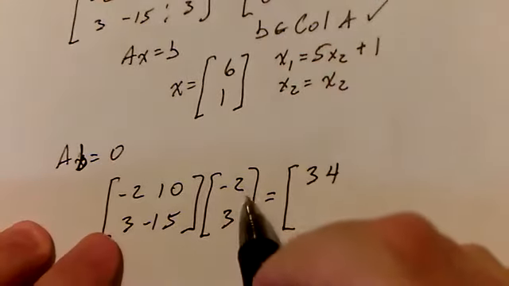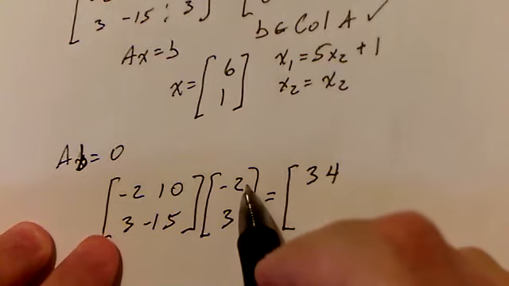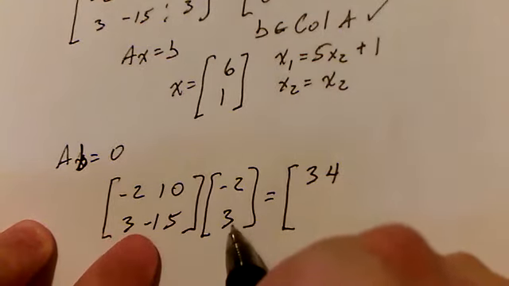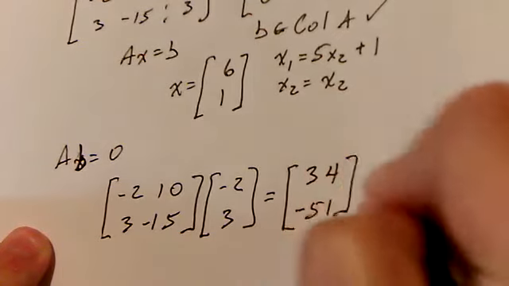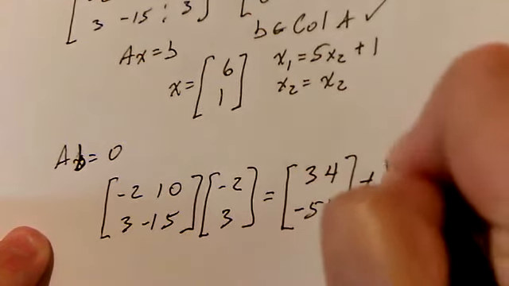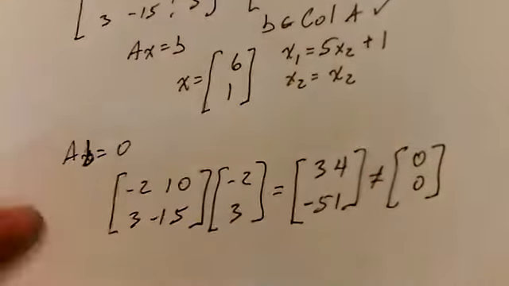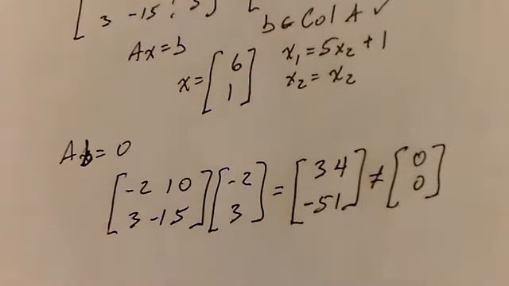I'll go ahead and do the bottom one, even though we don't need to. -2 times 3 is -6. And then -45. So -6 and -45 is -51. The important thing, though, is that this is not the 0 vector. In order to be in the null space, it would have to multiply to be the 0 vector.